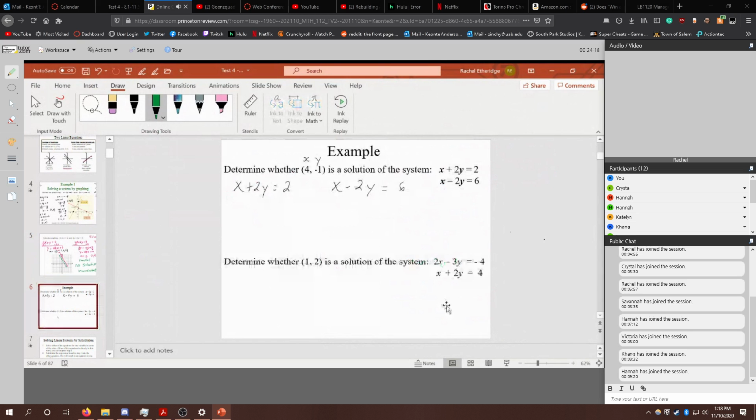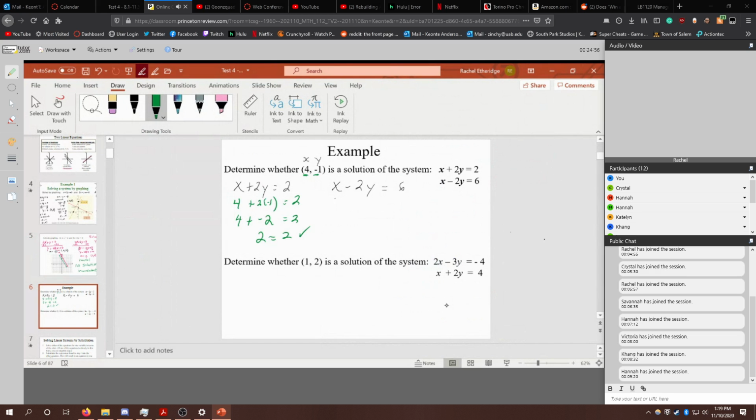Okay, so this is to determine if an ordered pair is a solution. What you do is you just plug in your x and your y. So in this case, x is 4, so I'm going to plug in 4 for x. y is -1. And I want to see if that equals 2. And it does. 4 plus -2 is 2. So 2 equals 2. So it works for that one, but keep in mind it has to work for both.